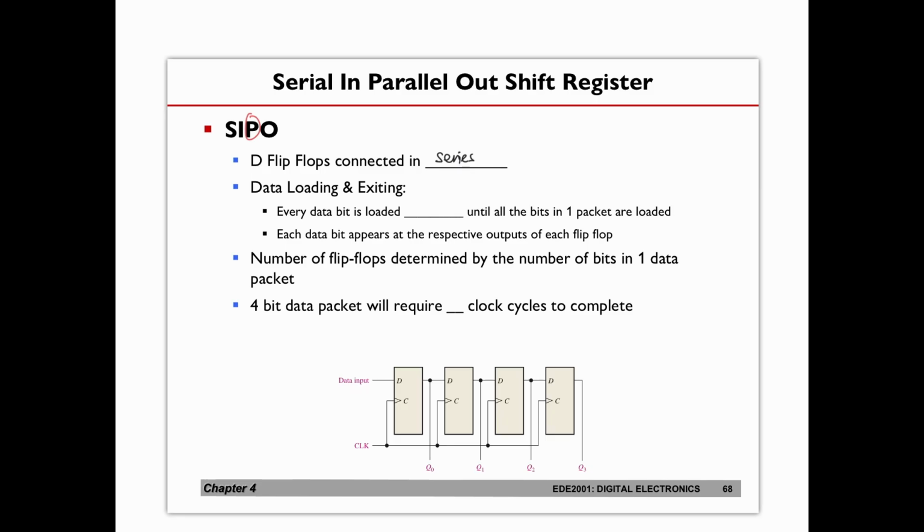So what happens here is the loading-in part is still the same. Every data bit is going to be loaded serially until all the bits in one packet are loaded. For example, if I need to load a 4-bit data packet, you need 4 clock cycles to complete. After the 4 clock cycles are completed, you can access the data at the next clock cycle simultaneously, meaning that you can access all 4 bits in one shot.